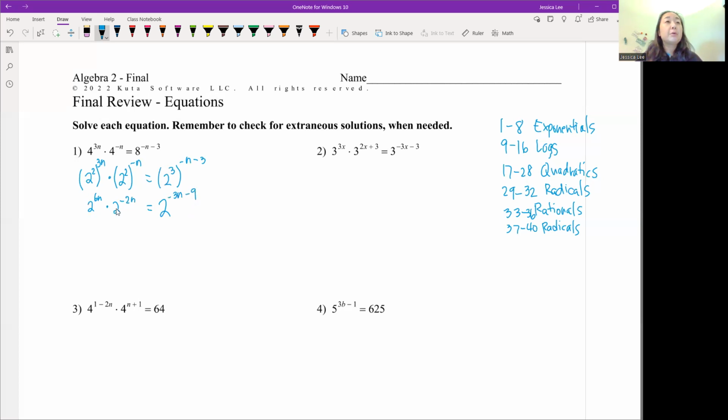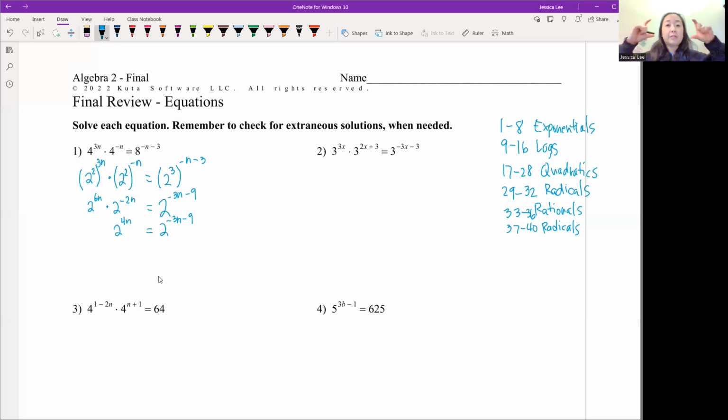Notice here we still have two bases on the left side, so we have to do something about it. We want just one base on each side. Whenever we're multiplying the same base, we add the exponents. So that's 6n plus -2n, which is 4n, and that's equal to 2 to the -3n minus 9. There's nothing else to combine here, so we'll just leave it like that.